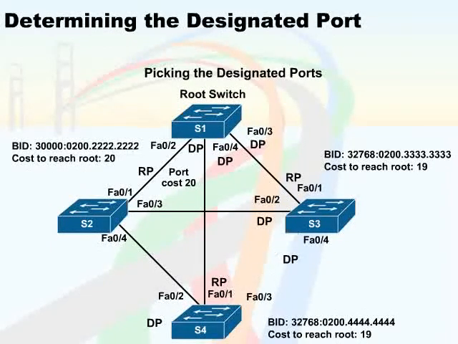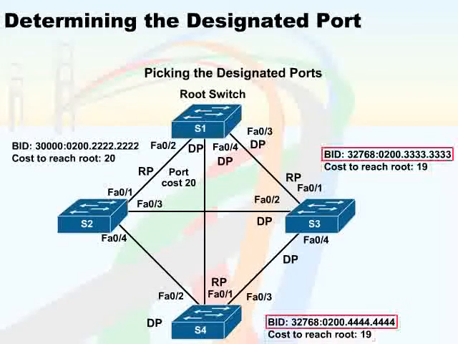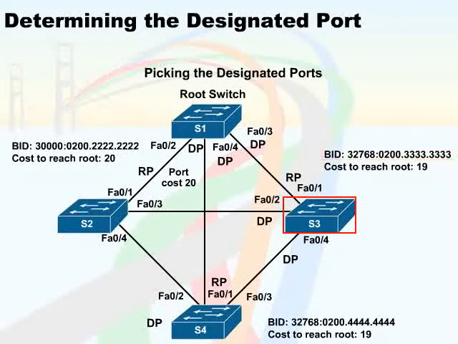In the S3, S4 segments, both have the same cost. So look for the lowest BID in these segments. In this case, S3 has the lowest BID and becomes the designated port. Note that S1 becomes the designated port on all its segments. This is because the root switch always sends hellos with the cost of setting 0.